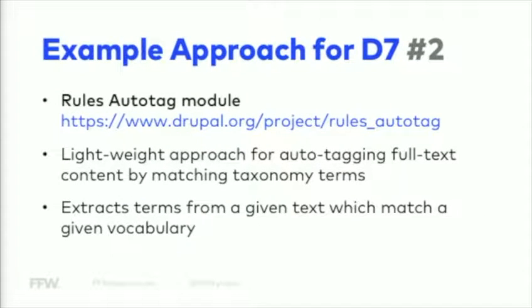Another example of auto-tagging for Drupal 7 is a module called Rules Auto-Tag. It's, as self-described, a lightweight approach for auto-tagging full-text content by matching taxonomy terms. Specifically, when you create a new article or whatever your content type is, it's actually looking at the body text and looking for terms inside of the body text that correlate to tags or categories. And then based on it matching those, gives you a list that you can automatically apply.